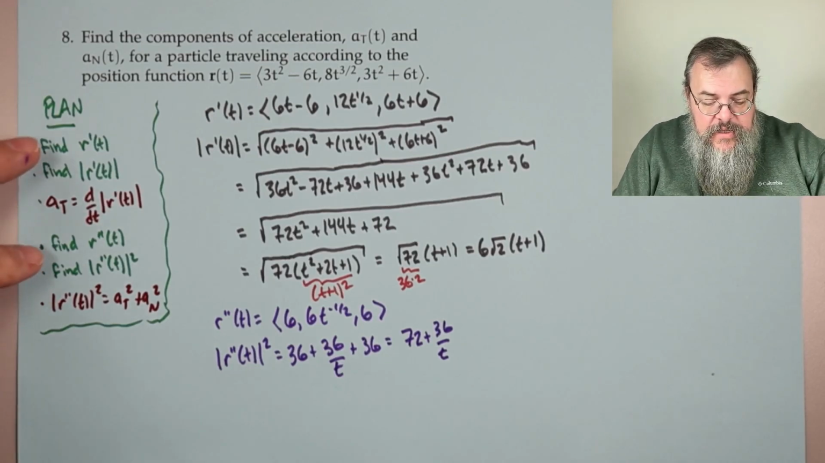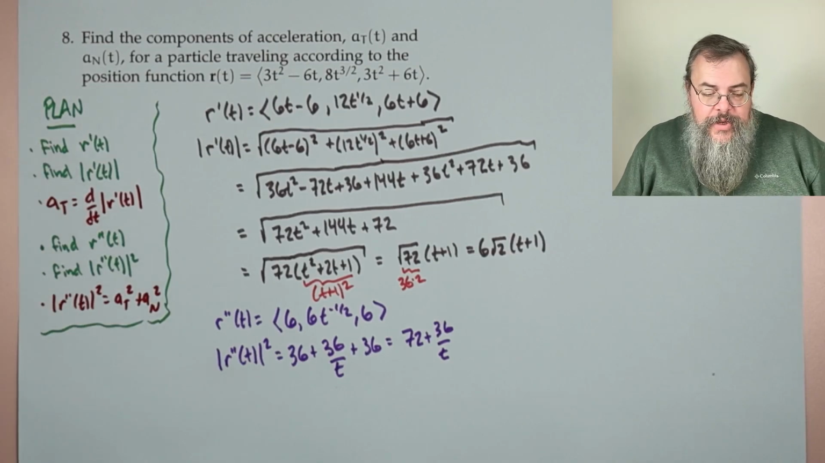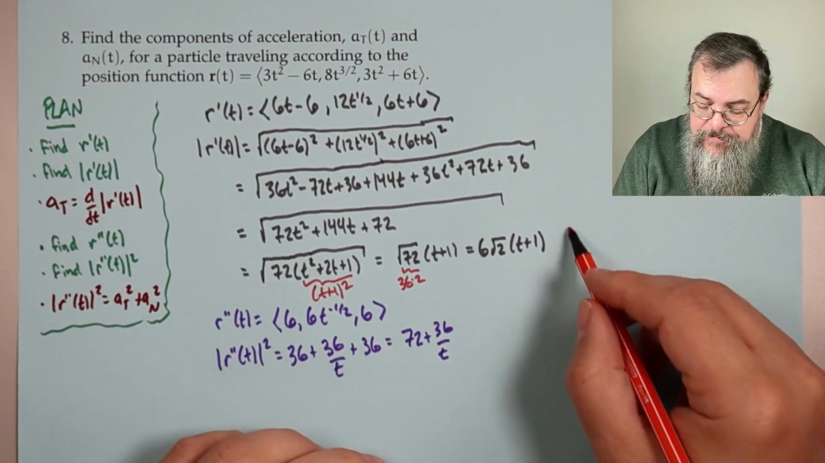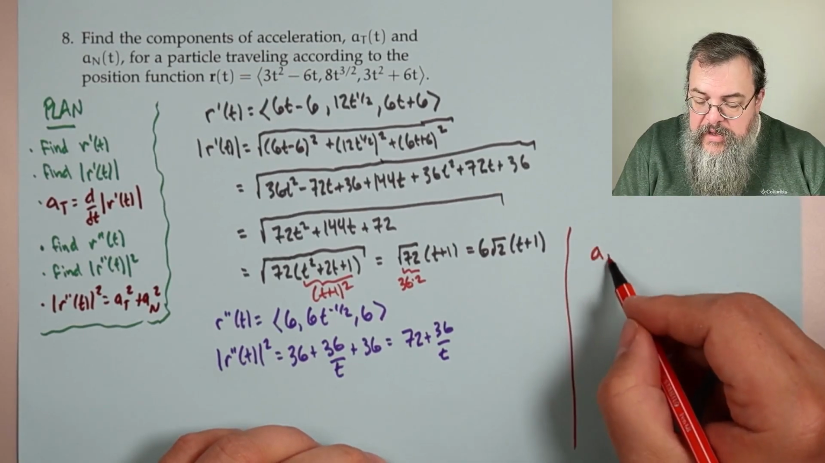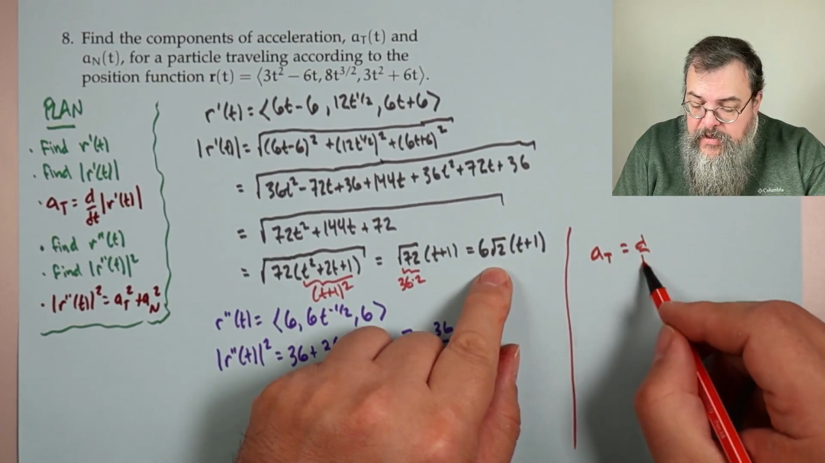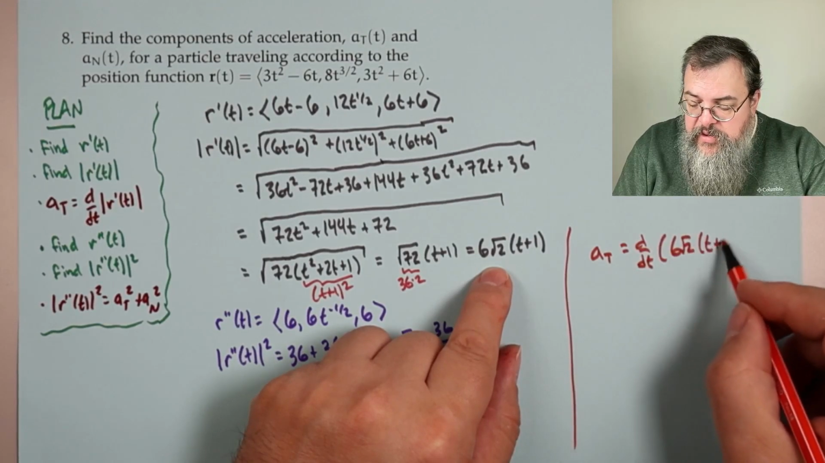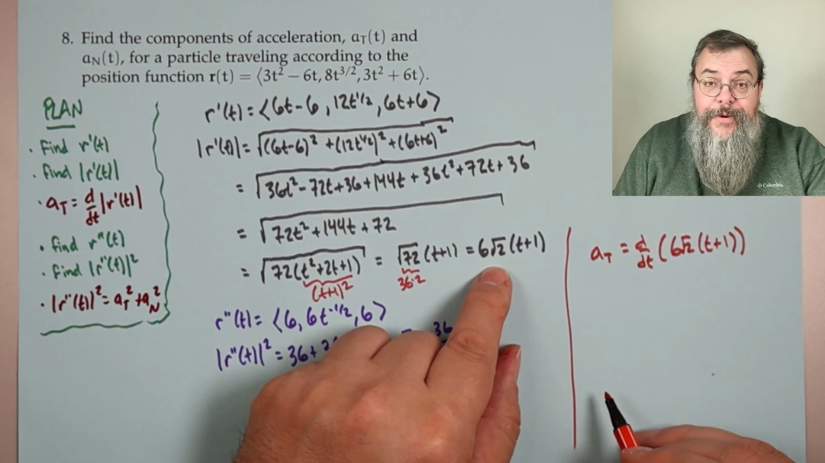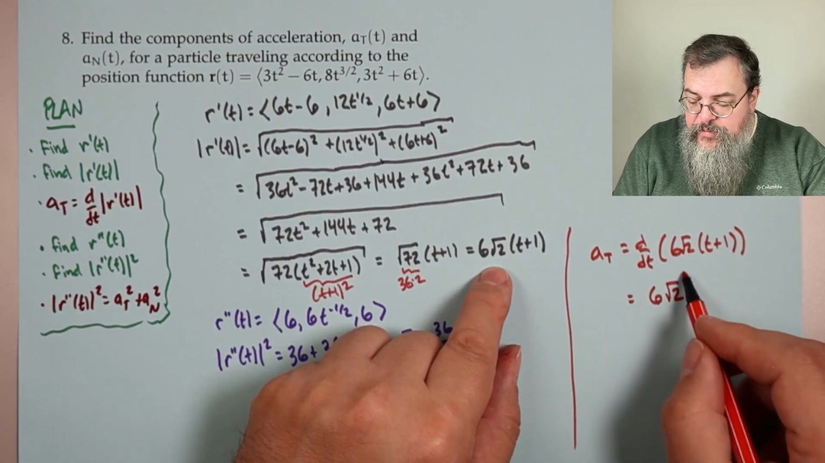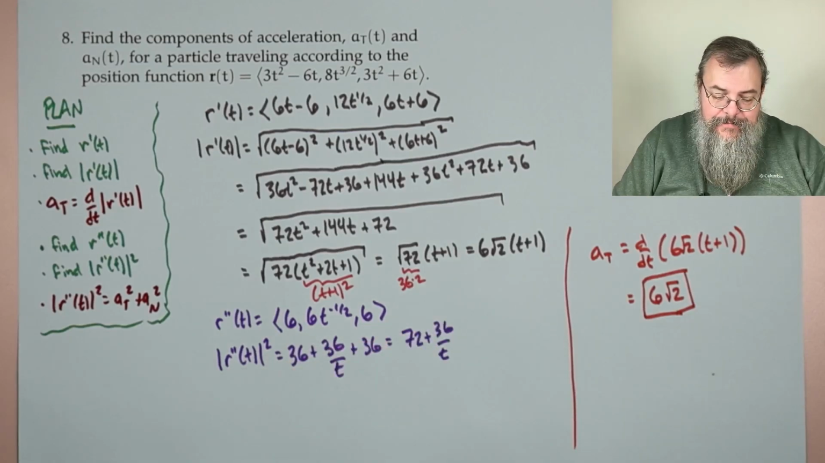All right, our pieces are in place. We've actually done these parts here. So we're ready to more or less write down our answers. So let's start with our a sub t. a sub t is the derivative of 6 root 2 times t plus 1. And what does that turn out to be? Well, it turns out to be 6 root 2. All right, so a sub t is done.